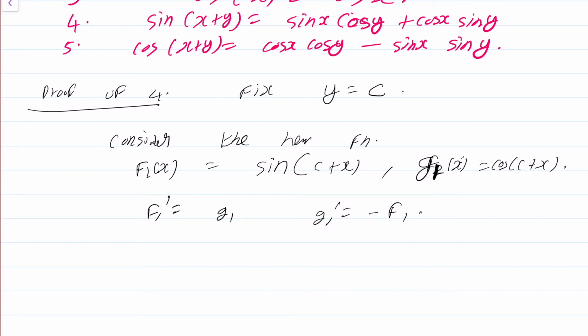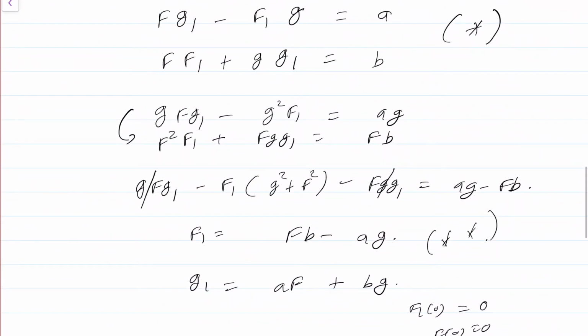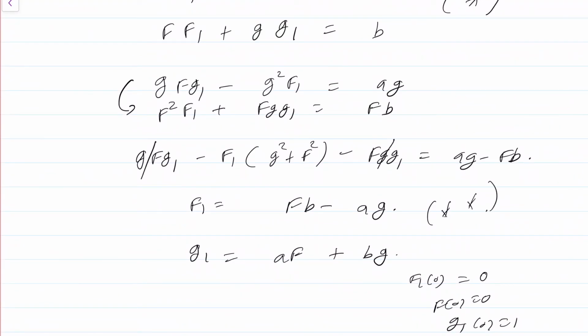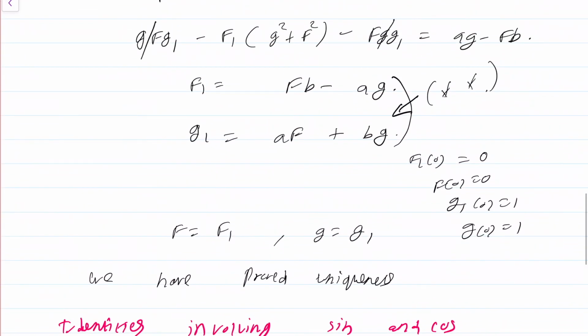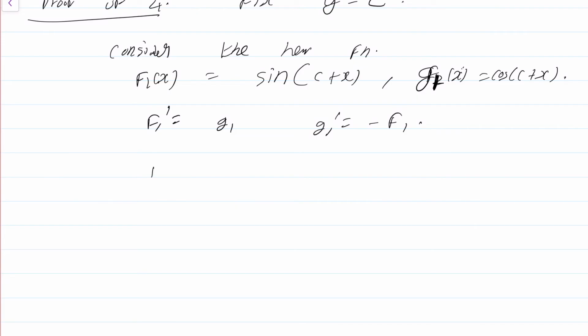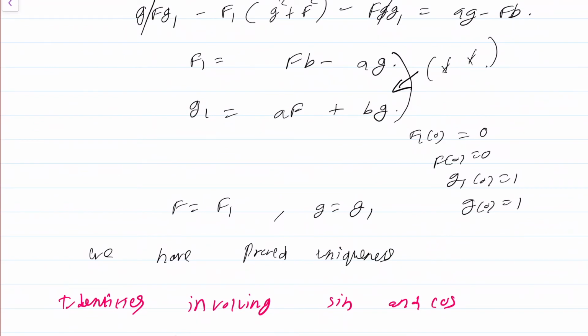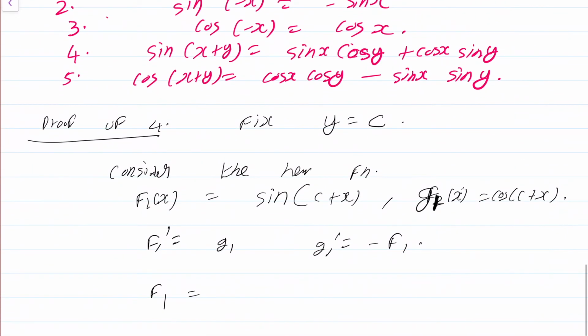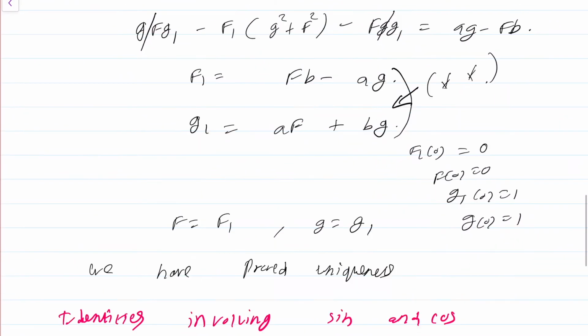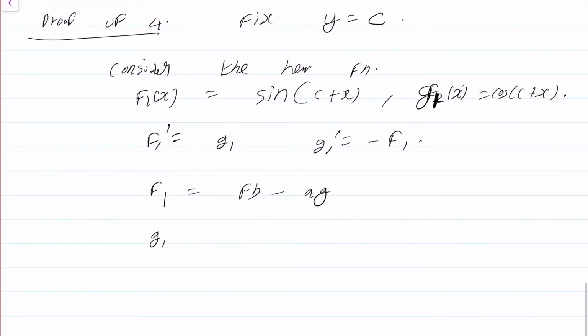How does this help us? Well, the remark that I made, that this pair of equations double star is still valid just with the assumption that f1 prime equals g1 and g1 prime equals minus f1, is very useful now. What does this give us? Well, let me go back because my memory is not what it used to be. f1 is fb minus ag, and g1 is af plus bg.